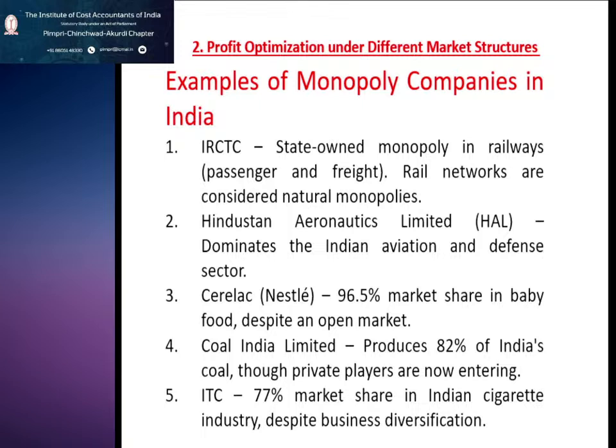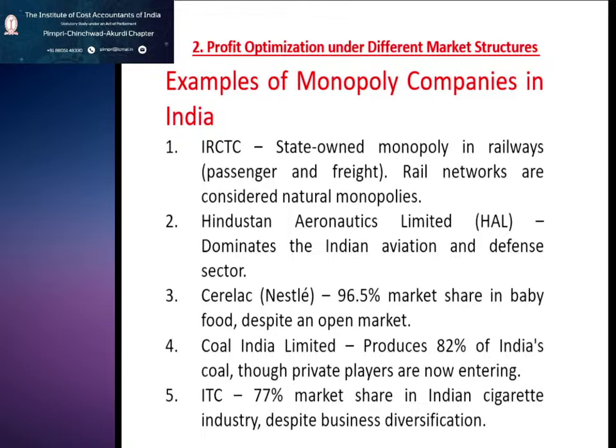Examples of monopoly companies in India, if one has to see, is the IRCTC. So it's a state-owned monopoly in railways, passenger and freight, both types of railways. So the rail networks are considered natural monopolies. Okay. Then the second example of a monopoly company is Hindustan Aeronautics Limited. Now this company dominates the Indian aviation and defense sector. So all aviation related transportation facilities in India as well as in defense are dominated by Hindustan Aeronautics Limited.